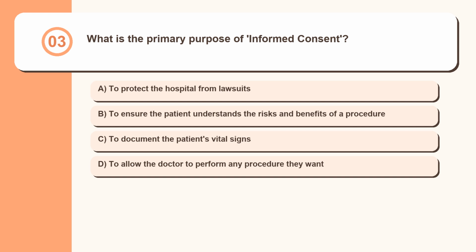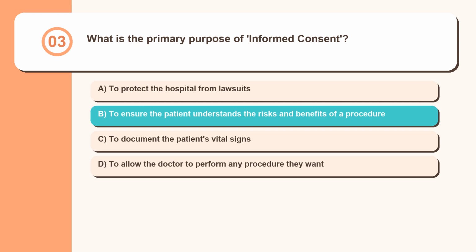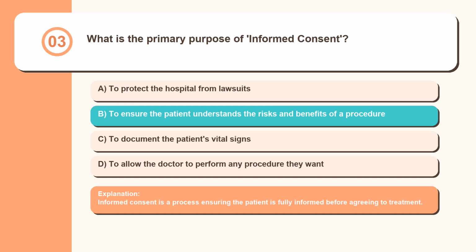Question 3. What is the primary purpose of informed consent? To protect the hospital from lawsuits. To ensure the patient understands the risks and benefits of a procedure. To document the patient's vital signs. To allow the doctor to perform any procedure they want. Informed consent is a process ensuring the patient is fully informed before agreeing to treatment.